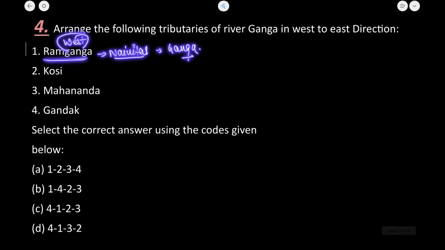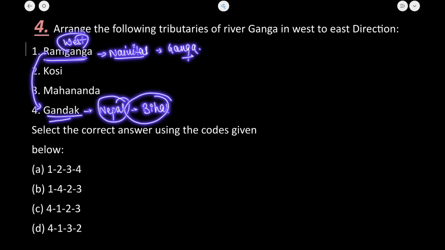If I talk about the Gandak, it comes next to river Ramganga. The river Gandak originates in the Nepal Himalayas, and it flows through Nepal, and it joins the Ganga river in Bihar. The next river in the line is river Kosi. The river Kosi is a left bank tributary of river Ganga.